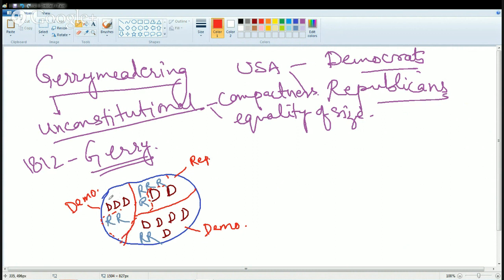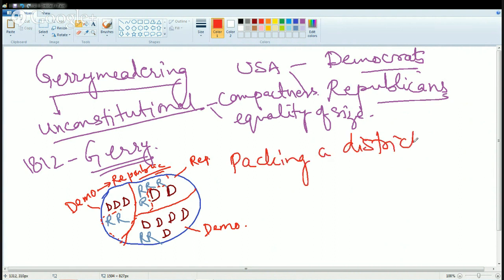So what would happen is, this Democrat district would change into Republican. So basically I am redrawing the boundary to get hold of the Republican population here. So I'm trying to win more seats. This is an example of packing a district. I am packing a district from an existing district. And then there is cracking a district.